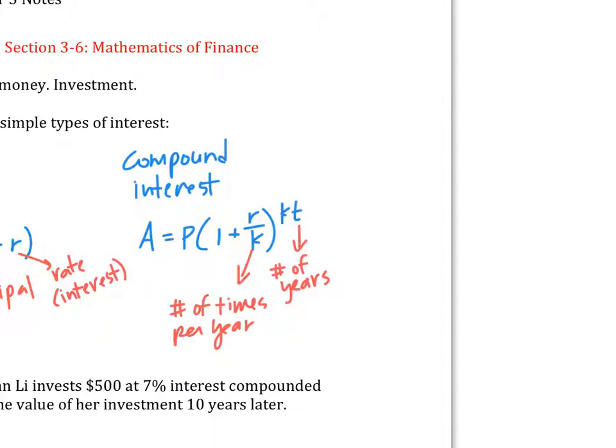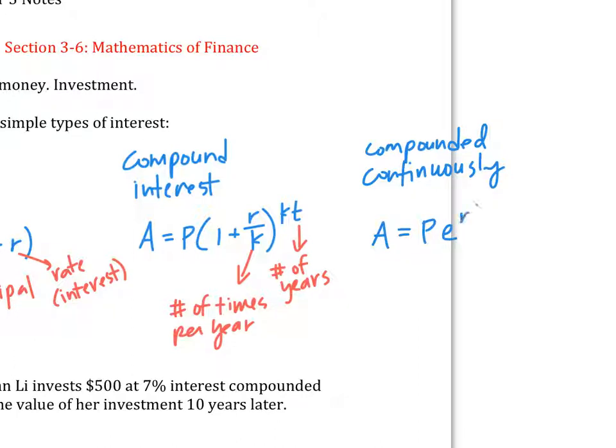The last one we're going to look at is called continuously. So you're going to have interest compounded continuously. When it's continuous, you don't actually get an exponential amount of money. It actually stops at a certain number. It's going to be A equals P e to the RT. And e is the number we've been working with that's the base of the natural logarithm. RT, R again is the interest rate, and T is the number of years.